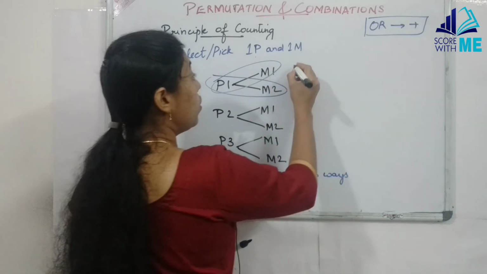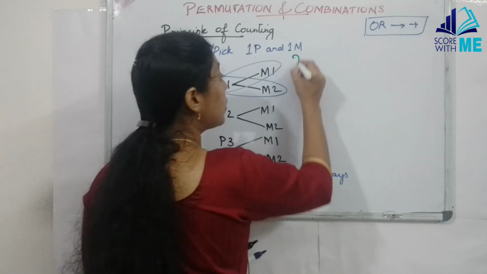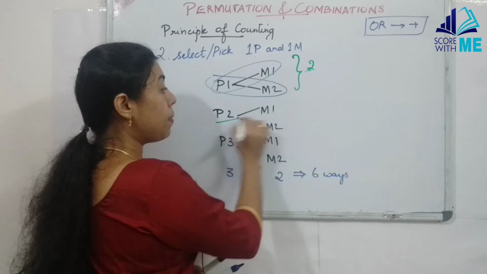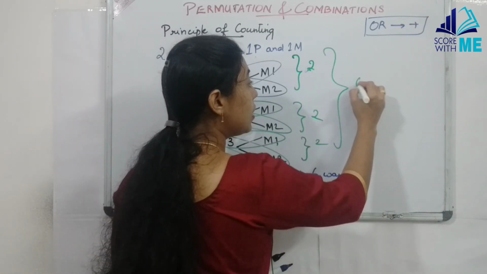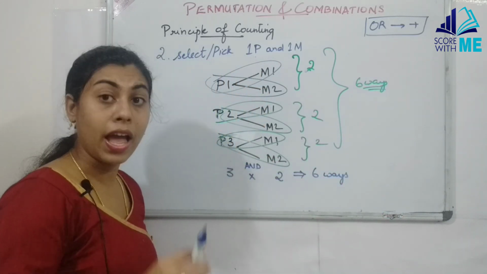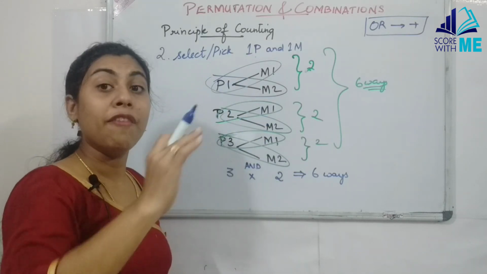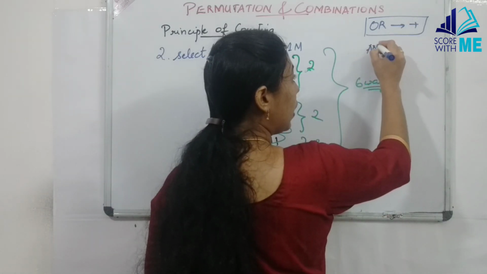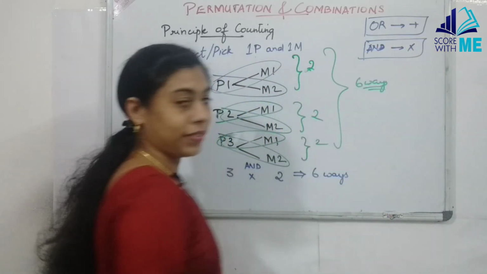So P1 M2. Here, in how many ways can I get them? I can get them in 2 ways. Similarly, either P2 M1 or P2 M2, this again in 2 ways. So on the whole, we get 6 ways. That is the reason why, in permutation and combination, we need to understand when "and" comes or "or" comes, when to apply multiplication and when to apply addition. So hope that concept got clear. "And" will give you a multiplication operation.